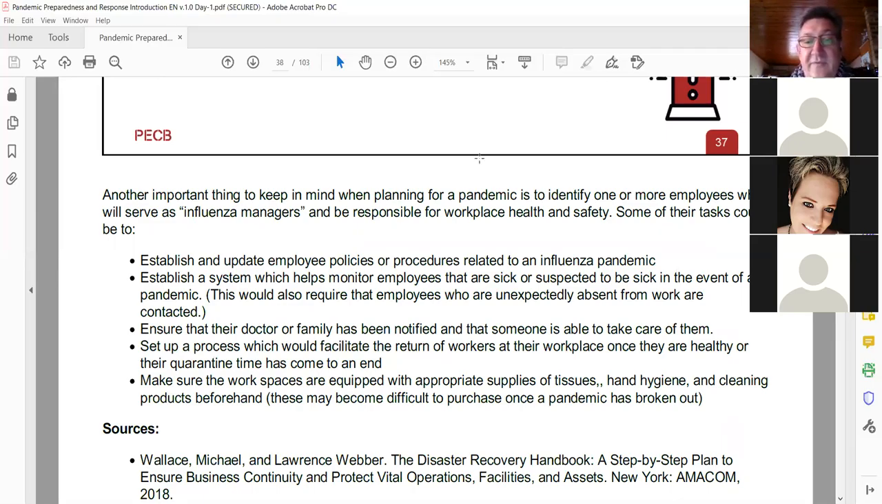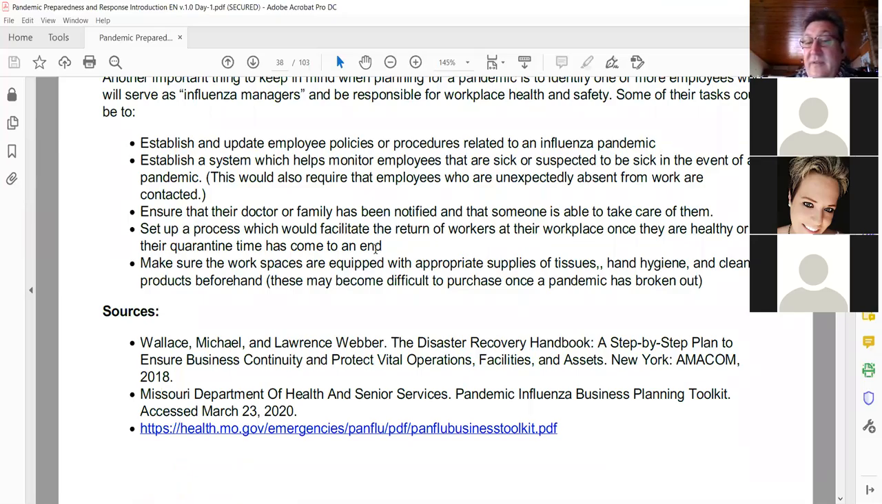Ensure that the doctor or family has been notified and that someone is able to take care of them. And set up a process which would facilitate the return of workers at the workplace once they are healthy or their quarantine time has come to an end. And make sure that the workspaces are equipped with appropriate supplies of tissues, hand hygiene, and cleaning products beforehand. And these may become difficult to purchase once a pandemic has broken out.